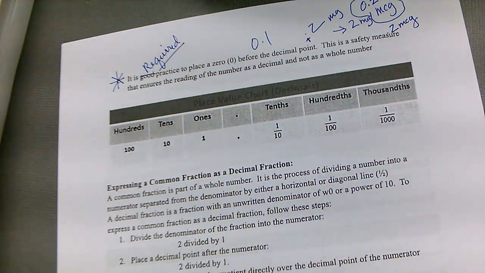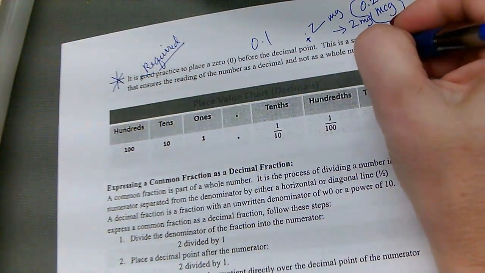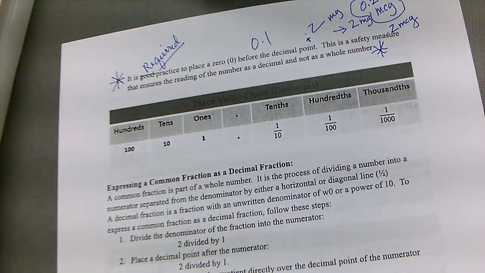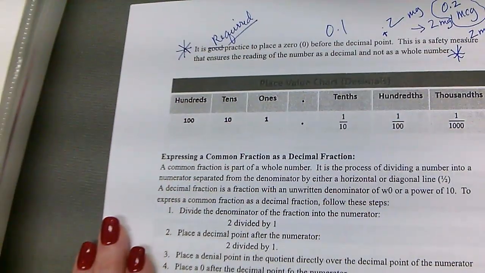If I were your instructor for this class, if you fail to write 0.1 or 0 point whatever in any of your answers, I would count it wrong. You must write the 0. It is required. So make a note of that. Very, very important.